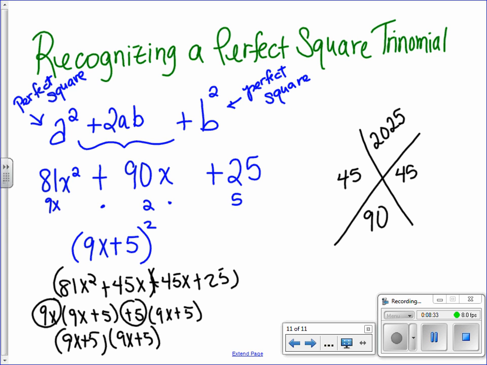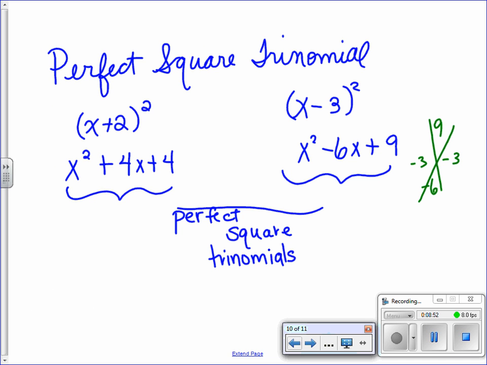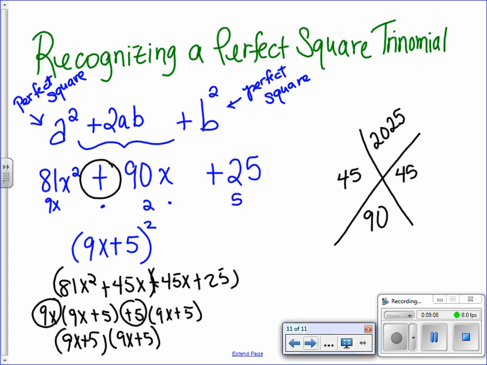Okay? Middle sign right here. See that sign right there? If it's a plus sign, you're going to put a plus sign right here. If it's a minus sign, you're going to put a minus sign right here. I mean, that's that easy. See over here, x plus 2 ended up with a plus sign, and x minus 3 ended up with a minus sign. If you look at this, and there's a minus sign, then when you factor it, you put a minus sign. When you look at this, if there's a plus sign, then you put a plus sign. Okay? Those are perfect square trinomials.